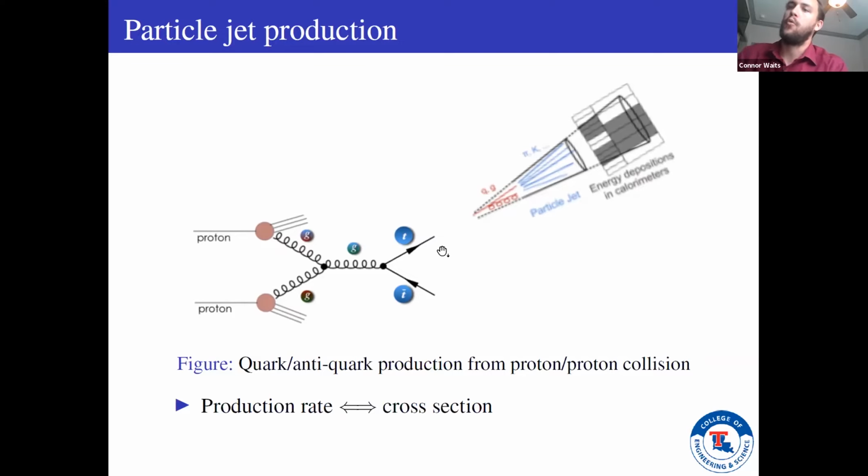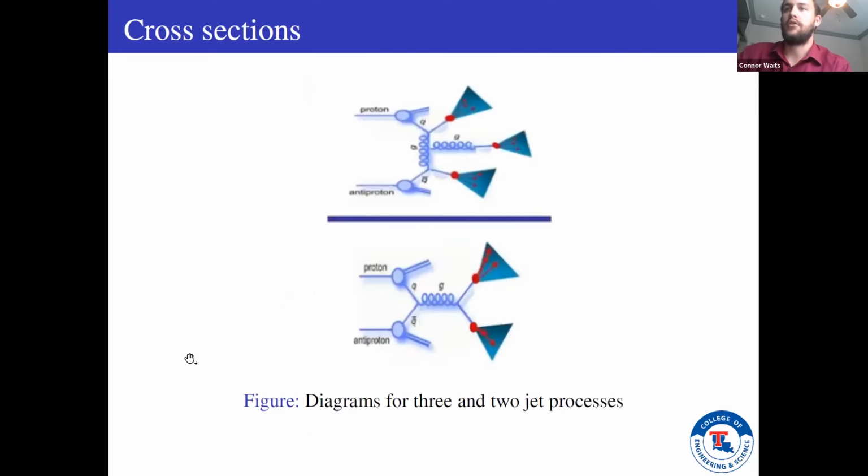And so when this quark is produced, it travels through the detector and then further breaks down in a process called hadronization before it's finally detected in a calorimeter. And so the production rate at which certain processes happen can tell us about the cross-section, which is the kind of total probability for a certain process to happen. And so we calculate these cross-sections.